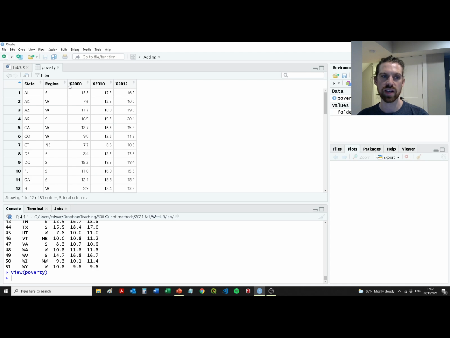So the reason why this has an X before is that R won't allow you to have column headers which start with a number, okay? So here you couldn't put 2000 or 2010 or 2012. You have to put the X in front in order for it to allow you to actually use that as a column name, okay?